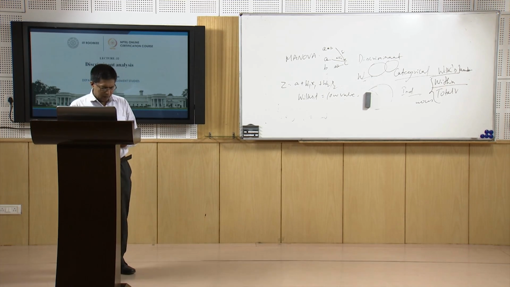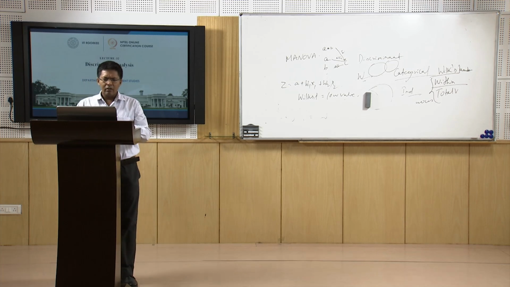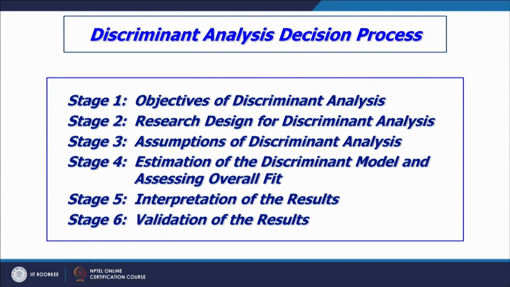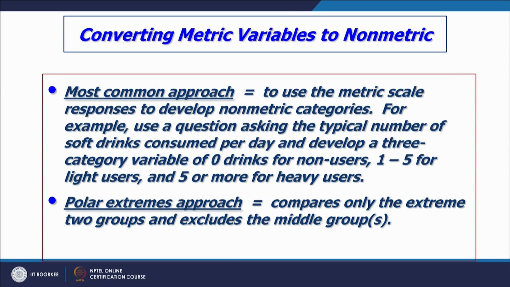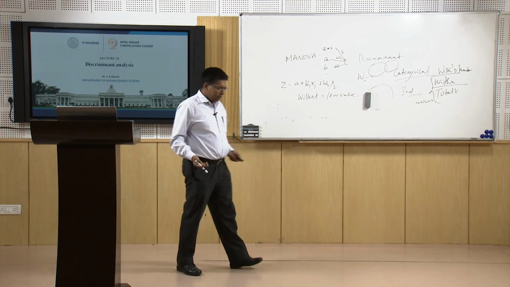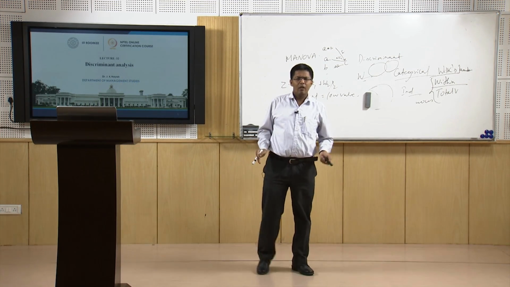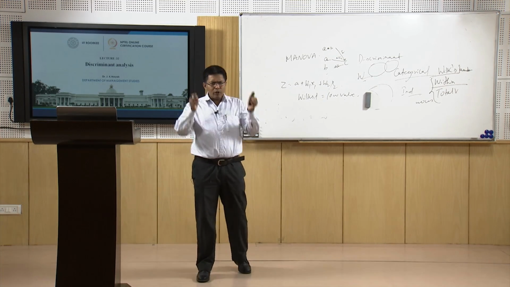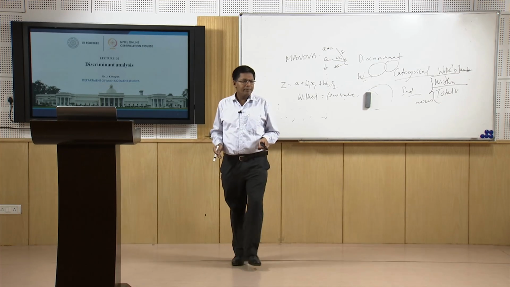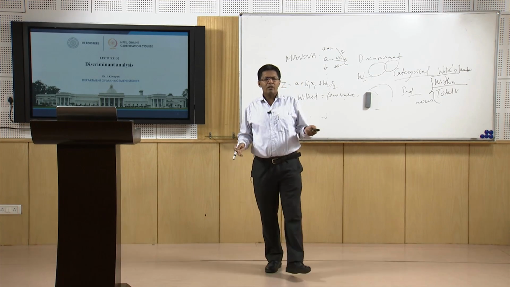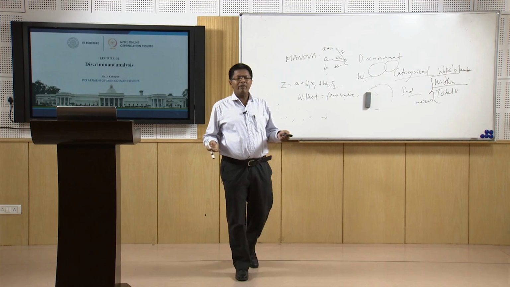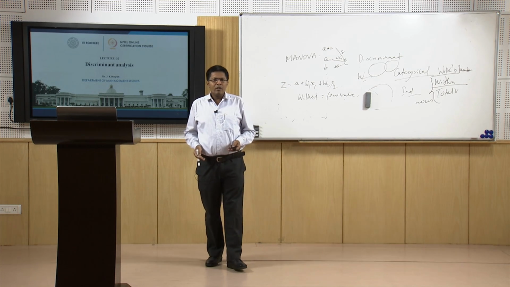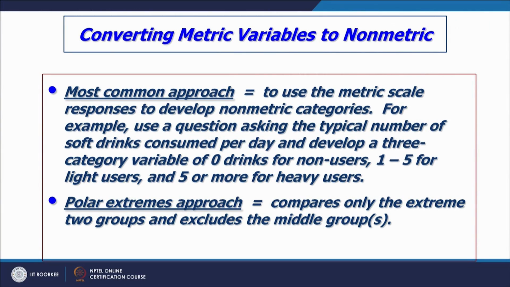Okay. Now, let us see the process: objectives of discriminant analysis, then the research design, assumptions, estimation, interpretation and validation. I am not taking all, but taking you through only some of the important ones. First of all, how should you approach? The most common approach is, suppose you have data which is continuous in nature, a metric scale response, you should convert it into non-metric categories.